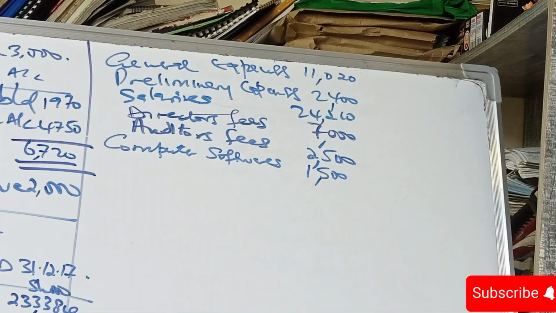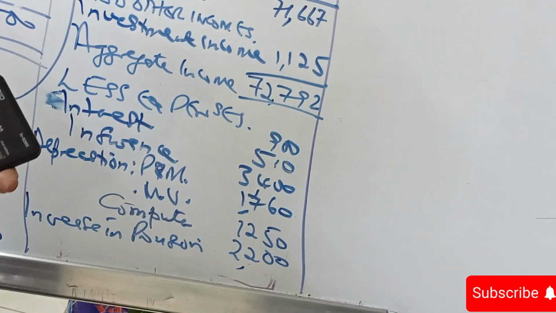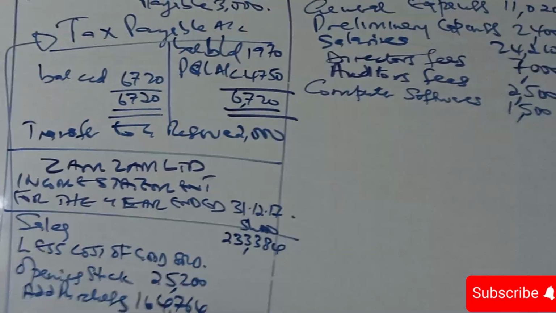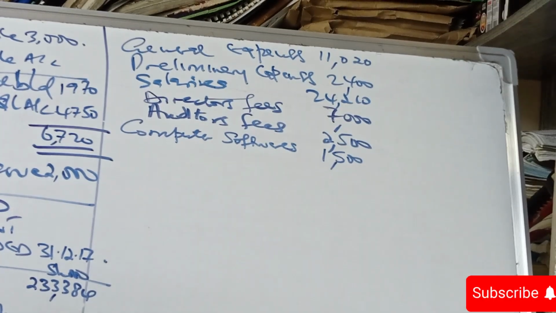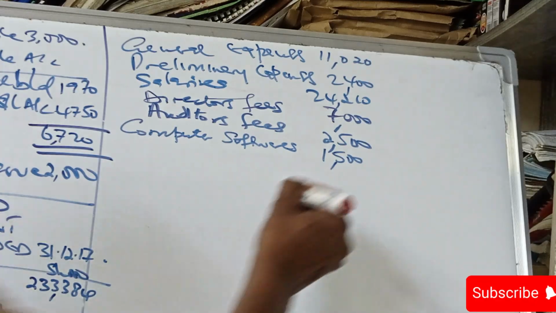Let's check. Let's do an addition and see how we go. 900 plus 510 plus 3,400 plus 1,760 plus 1,250 plus 2,200 plus 11,020 plus 2,400 plus 24,210 plus 7,000 plus 2,500 plus 1,500, we get a figure of 58,650.